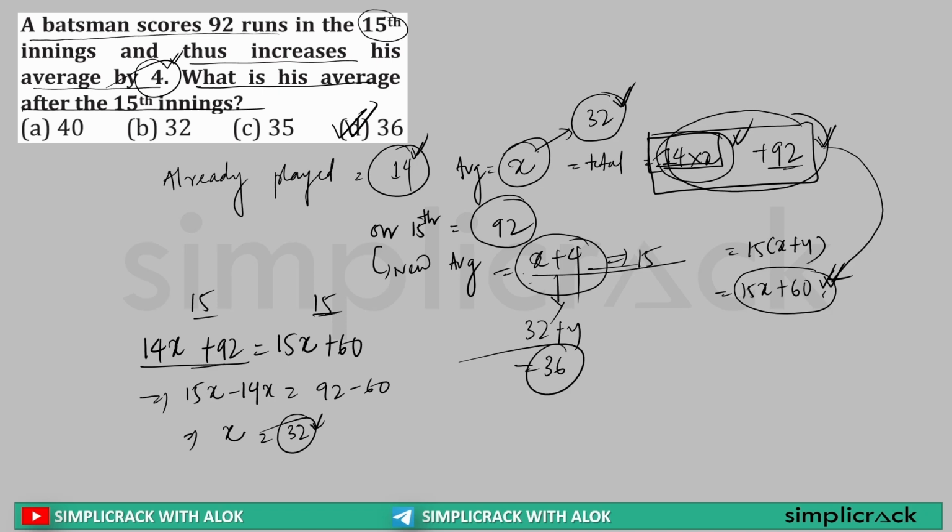Clear or not? So you should be careful about what is being asked. If you tick the 32 here, it will cost you minus 2.5 marks in tier 1 and minus 4 marks in tier 2. So that's why I say read the questions carefully. It is actually easy. You are making it complicated in your head. Clear or not? Clear now.